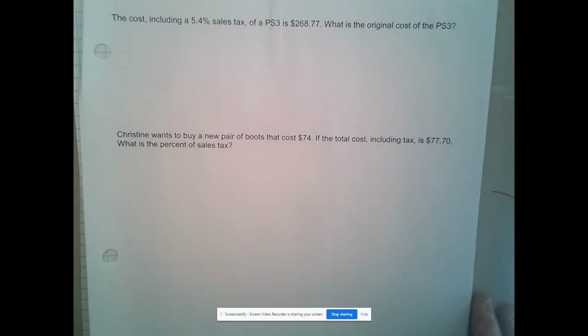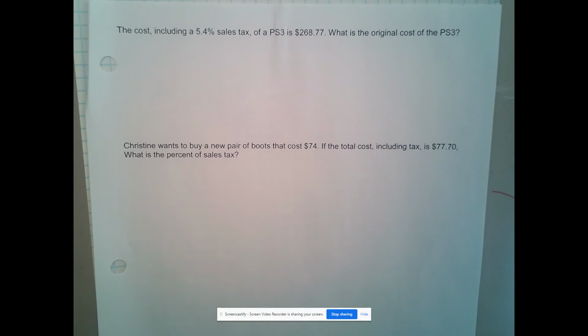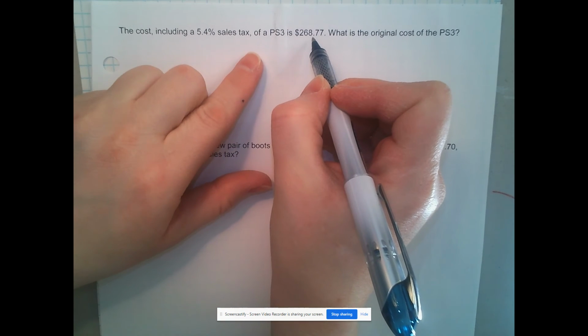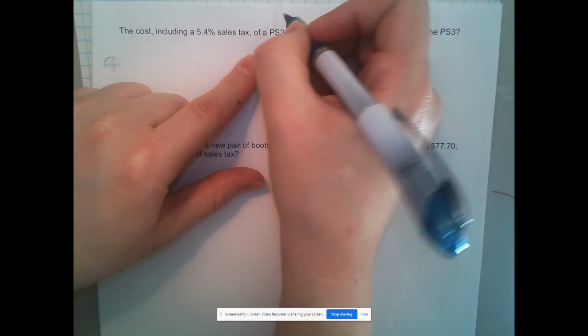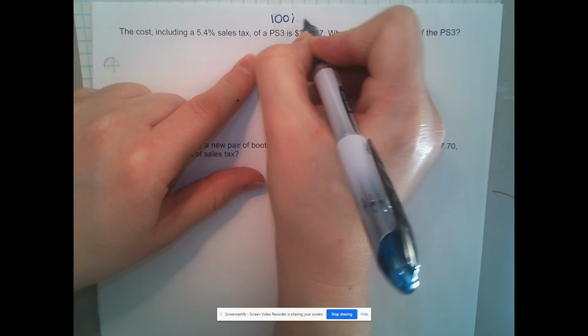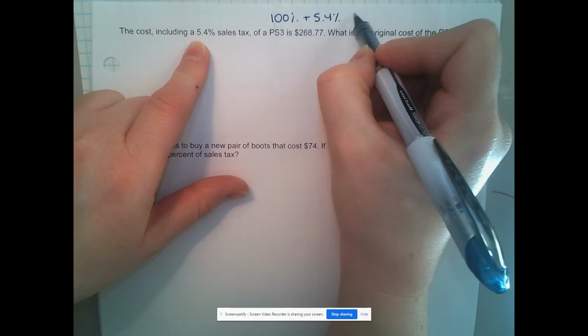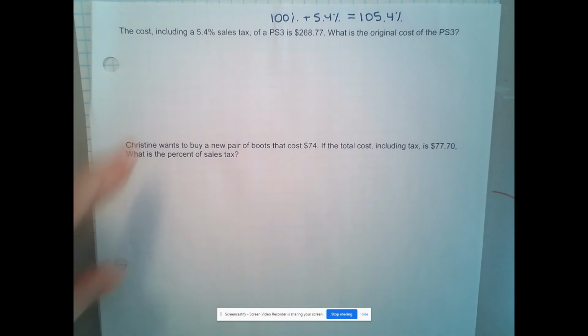Let's see. The cost, including a 5.4% sales tax of a PS3, is $268.77. What was the original cost of the PS3? So somebody paid for a PlayStation 3, and understand this is outdated, right? We're buying PlayStation 5s now. But they had to pay 100% of what was on the price tag and 5.4% tax. So altogether, this person was paying 105.4% of whatever was on the price tag.